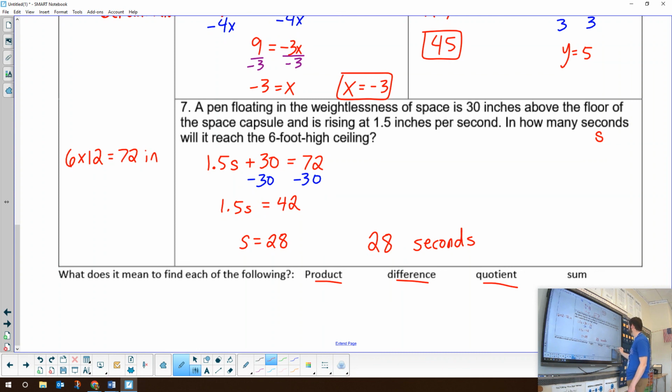All right, here's some key words for us. Product, difference, quotient, and sum. Okay? Now remember, product is multiply, difference is subtract, quotient is division, and sum is addition. So, a few things for us to remember as we go into our skill builder for this lesson.